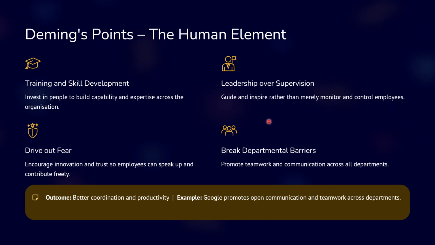Ninth, we must break down barriers between departments. Research, design, and production teams must work together as one team. Have you ever wondered why some products fail even when the design is good? It is often because the departments did not communicate. Cooperation replaces internal competition. For example, Google encourages open communication and teamwork, which leads to higher innovation and productivity.